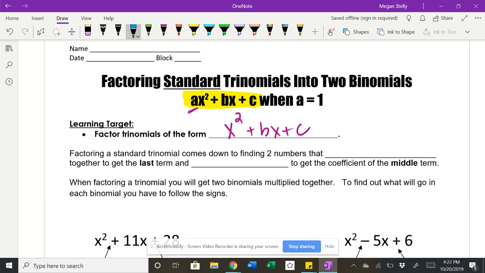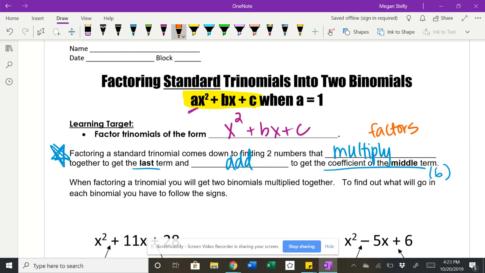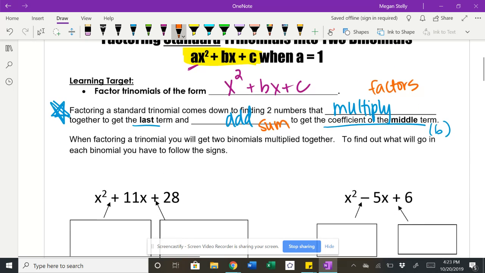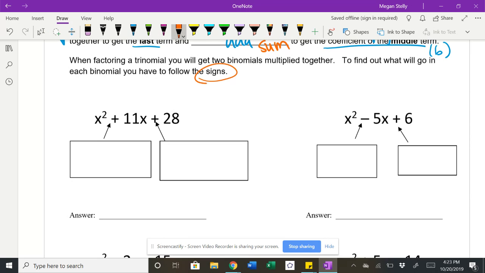To do this, we need to know this point right here: factoring a standard trinomial comes down to finding two numbers that multiply to get the last term, and add to get the coefficient of the middle term, which is what b is. B is that middle term. So we want to find the factors of the last number, right? That's what it means to multiply. We want the factors that in turn sum up to get that coefficient of the middle term. It's going to be very important that we pay attention to what our signs are going to tell us.